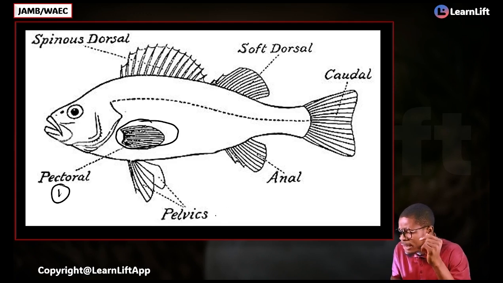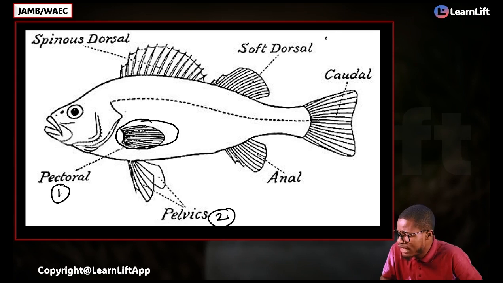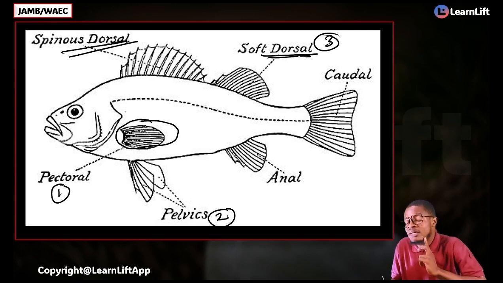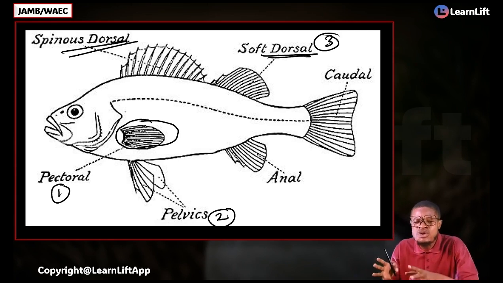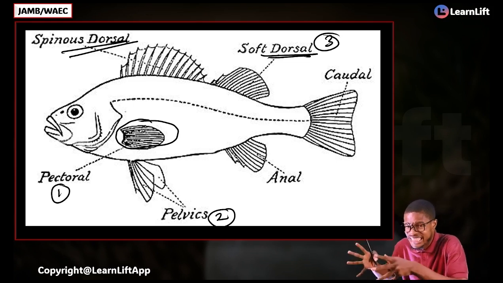Number 2 is called the pelvic fin. What is it called? Pelvic fin. Are you getting it? Number 3 is the dorsal fin. What is it called? The dorsal fin. Dorsal fin, there are 2. We have the spinous dorsal fin and the soft dorsal fin. The spinous dorsal fin is anterior. The soft dorsal fin is posterior.